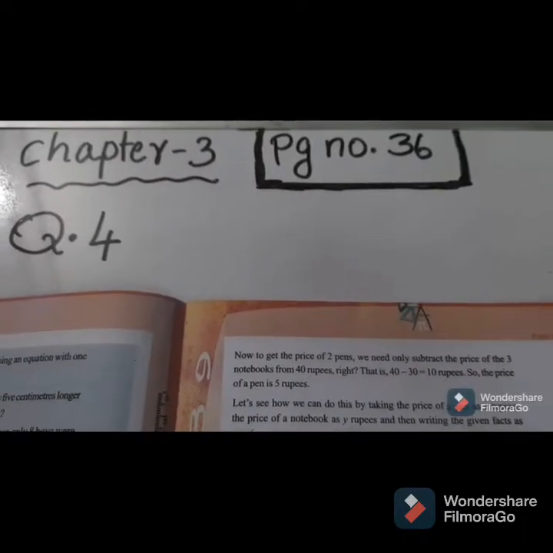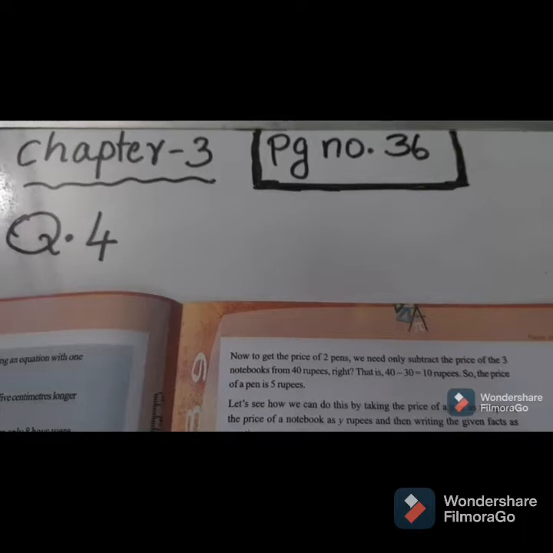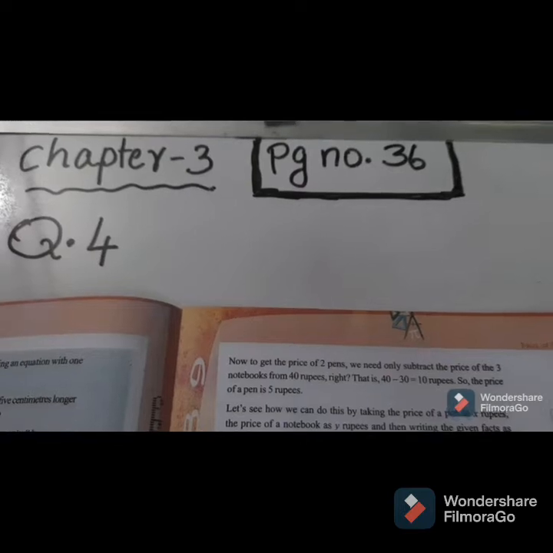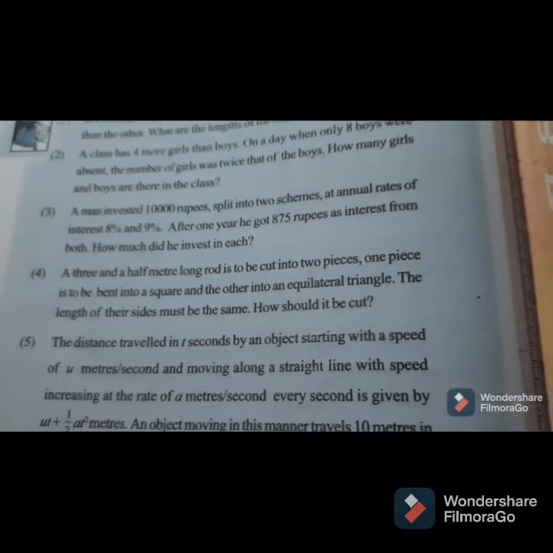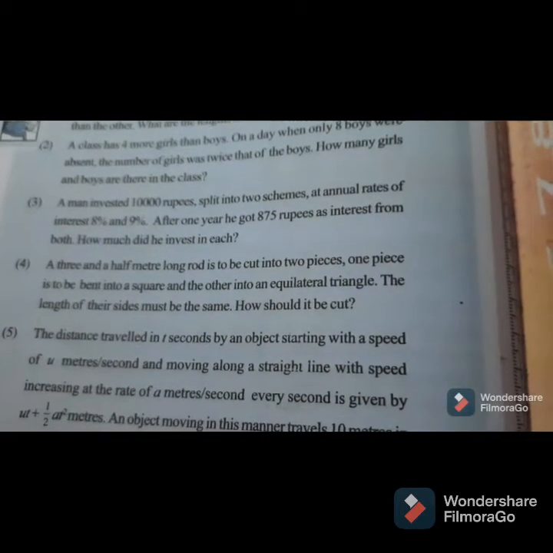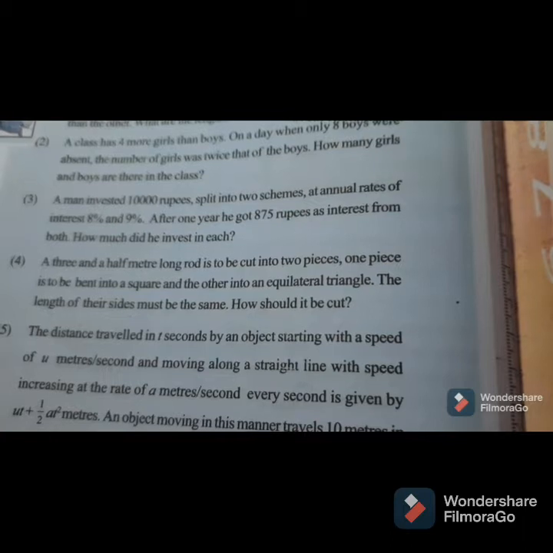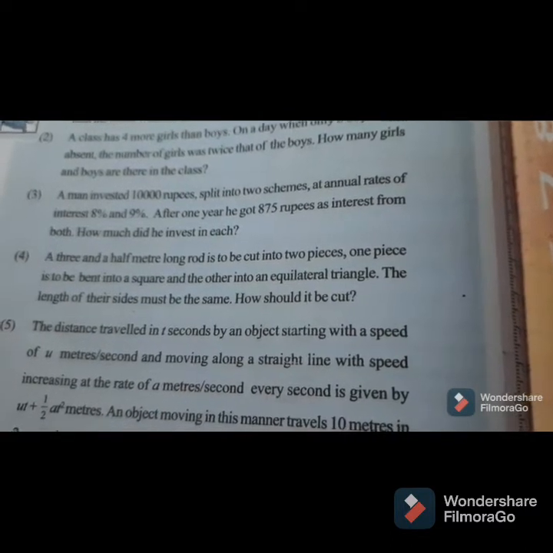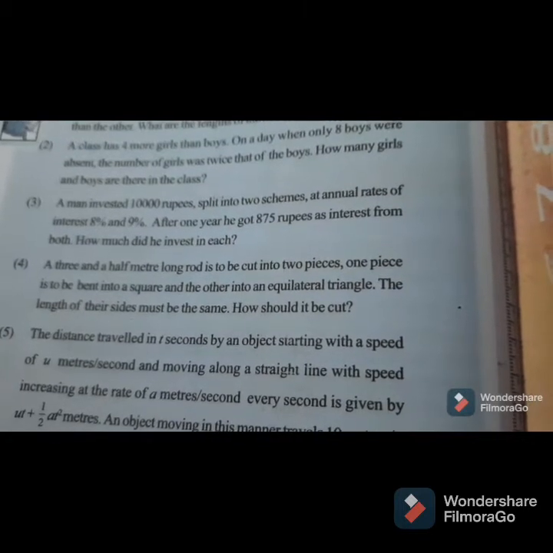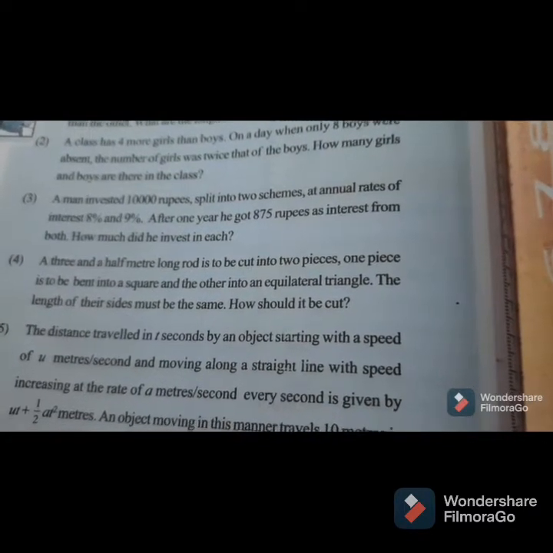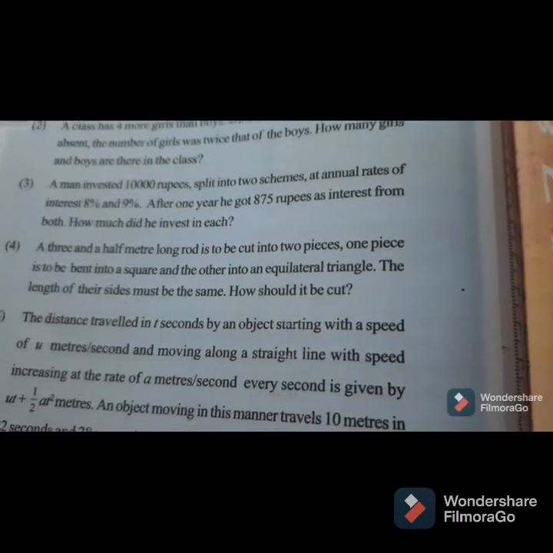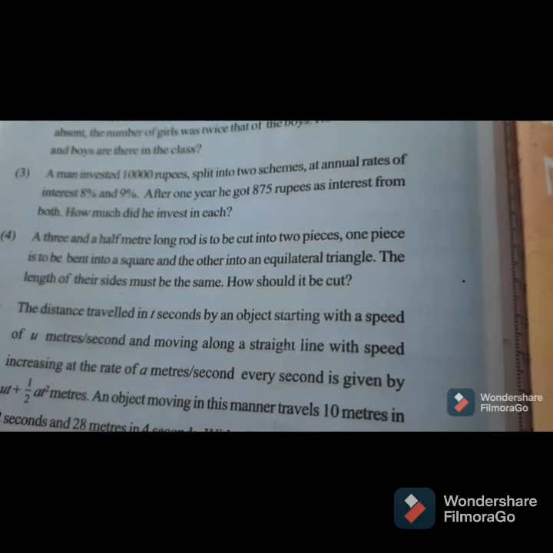Hello everyone. Next we can go to the next sum of Chapter 3, page number 36. That is question number 4. A 3.5 meter long rod is to be cut into two pieces. One piece is to be bent into a square and the other into an equilateral triangle. The length of their sides must be the same. How should it be cut?